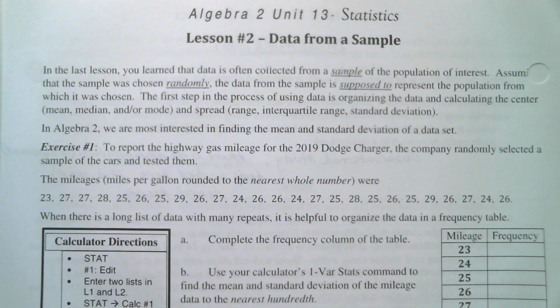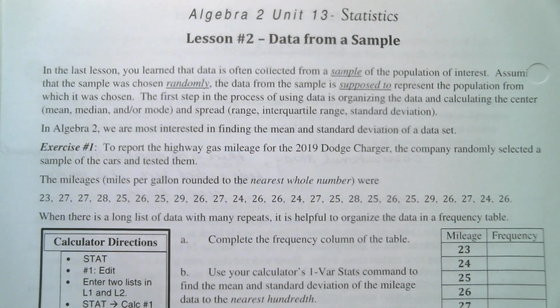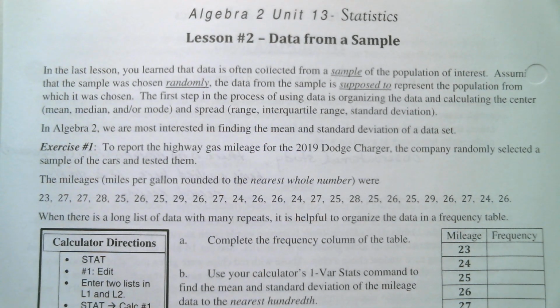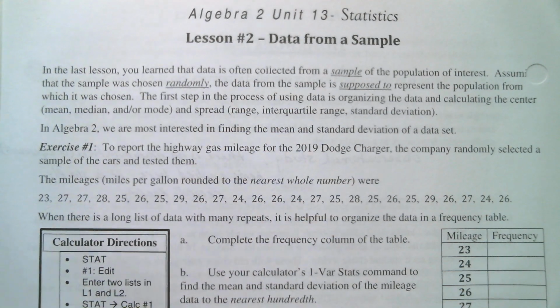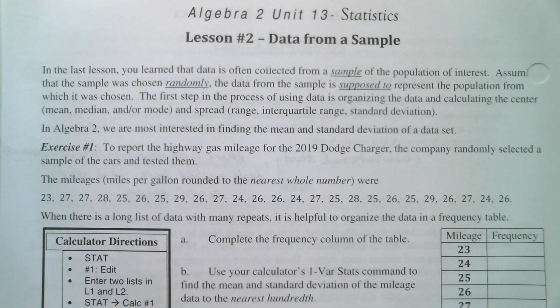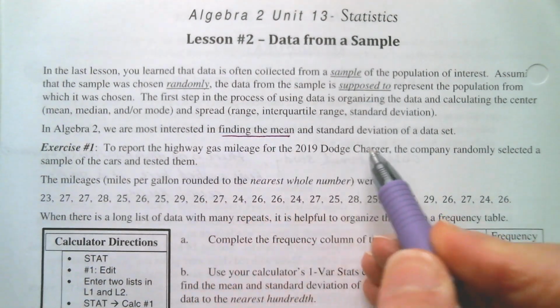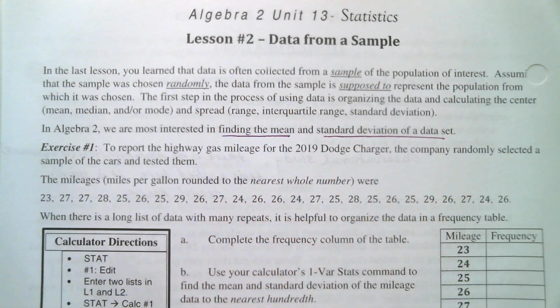So in the last lesson, you learned that data is often collected from a sample of the population of interest. Assume that the sample was chosen randomly. The data from the sample is supposed to represent the population from which it was chosen. The first step in the process of using data is organizing the data and calculating the center, the mean, median, and/or mode, and the spread: the range, interquartile range, standard deviation. In Algebra 2, we are most interested in finding the mean and the standard deviation of the data set.